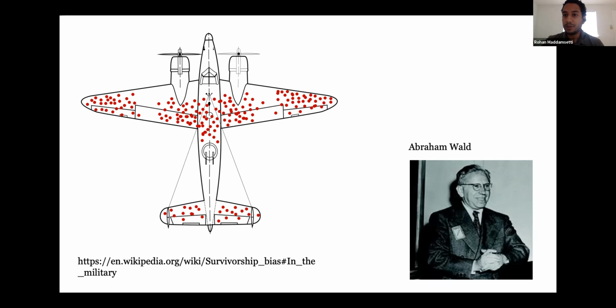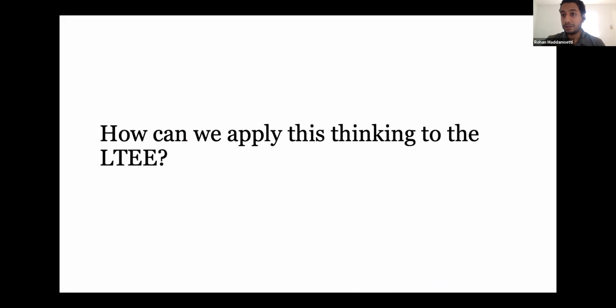So essentially what I'm doing in this work is applying this kind of thinking to long-term evolution experiments. Rather than looking at where the mutations are, which is what we do most of the time when looking for positive selection, now with 60,000, now 75,000 generations of data, we can start to look at where the mutations are not, and see what conclusions we can draw from that.